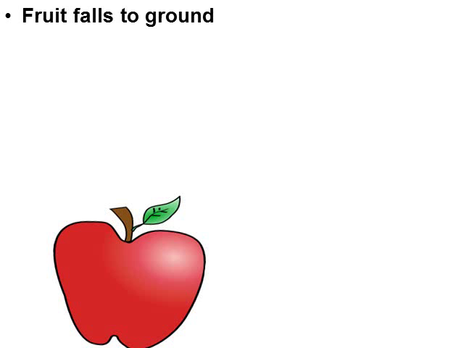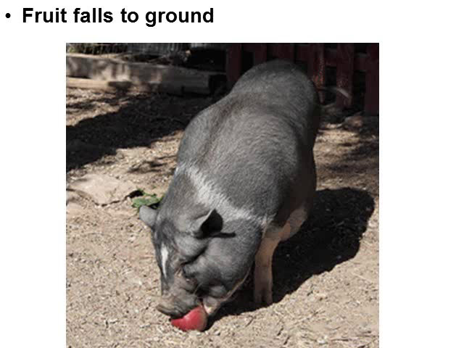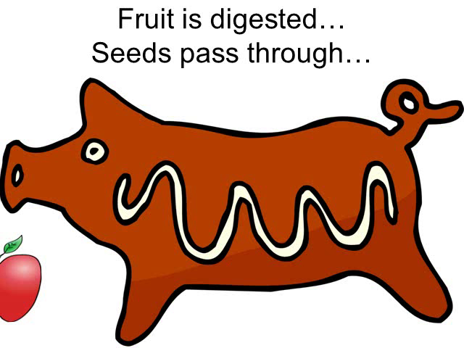Once the apple is on the ground, of course, it can be food for animals. Animals such as pigs, such as horses. And so in this case, a pig comes and eats the apple. And so like it says, the fruit will be digested, but the seeds will pass through the digestive system of a pig. So in this case, the apple is eaten. You can see it's slowly wearing away and dissolving. It's being digested. But look at how there are seeds in the digestive system of this pig.